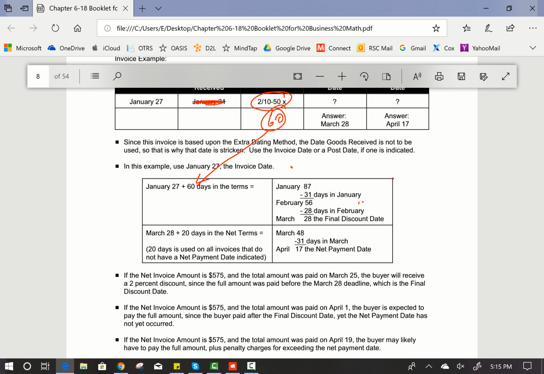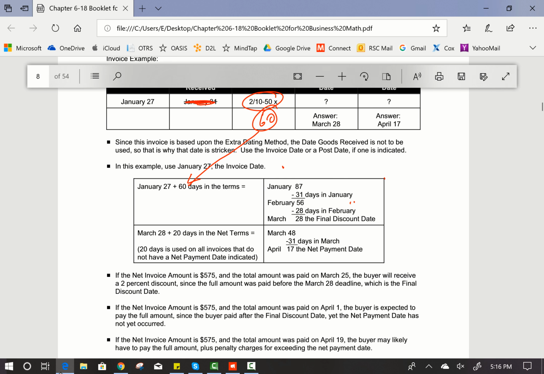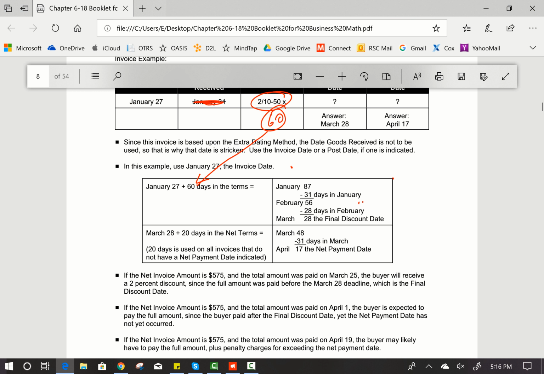Okay, there's no such day as January the 87th, so I'm going to subtract out 31 days in January to give us February the 56th. Again, no such date, but unless it's a leap year, there's typically 28 days in February, so it doesn't say otherwise here, so I'm just going to use 28 days and subtract that from 56 to give me 28 days in March. So that is the final discount date.